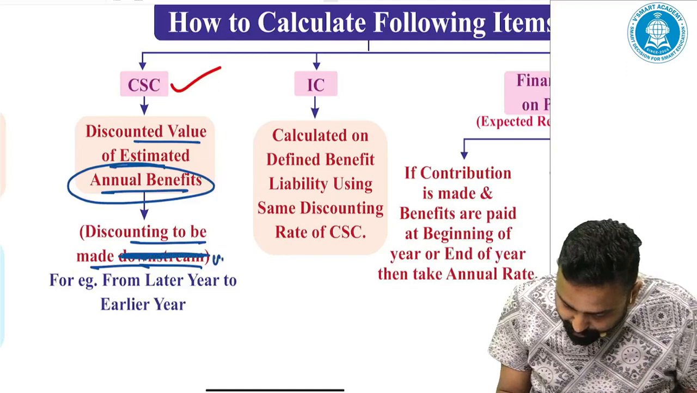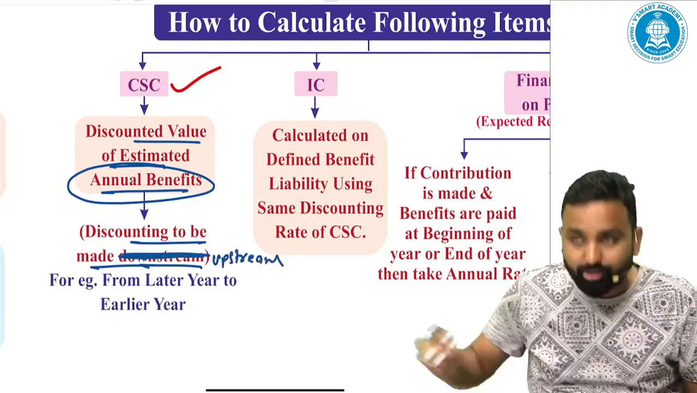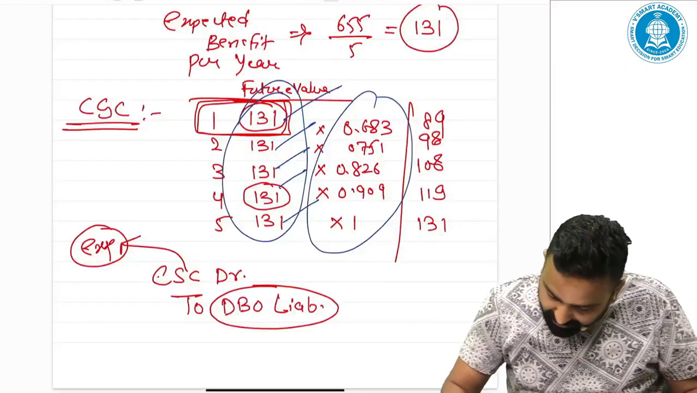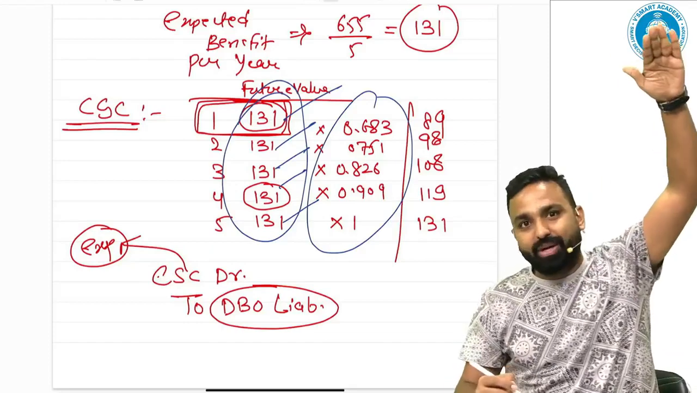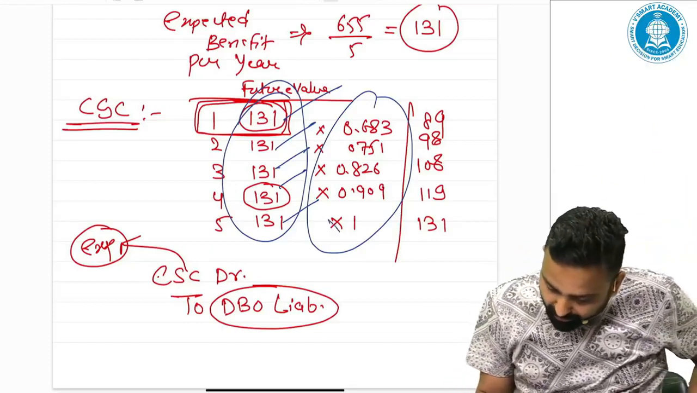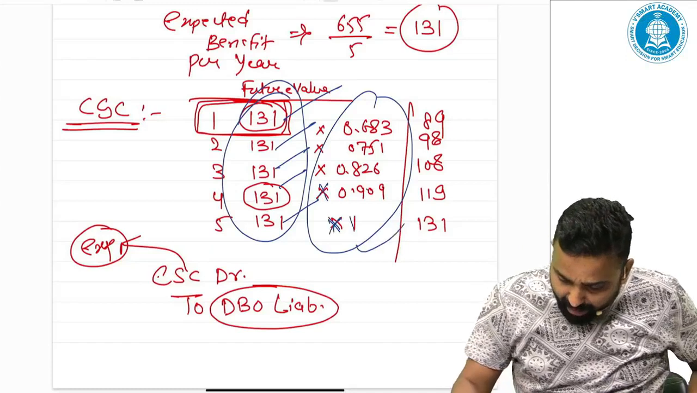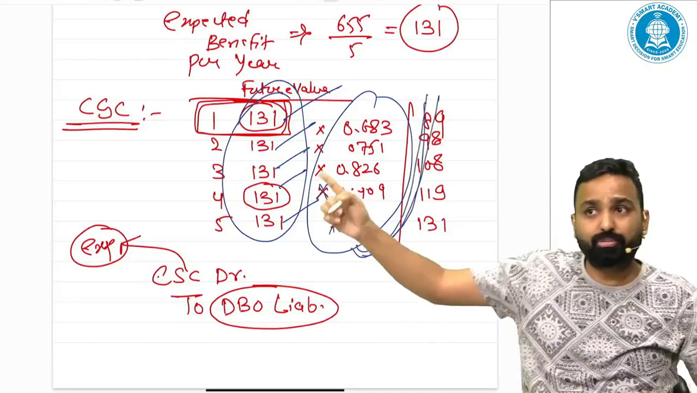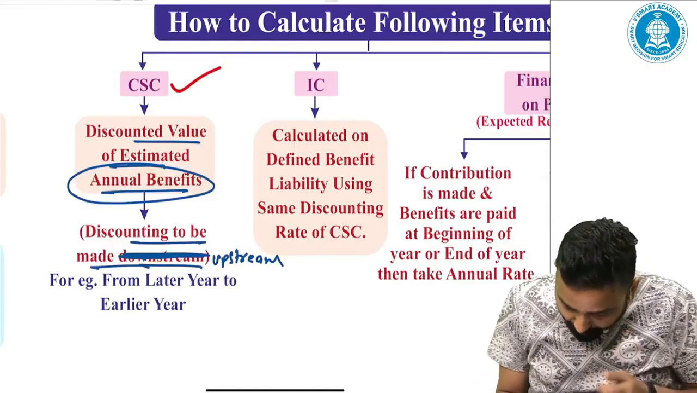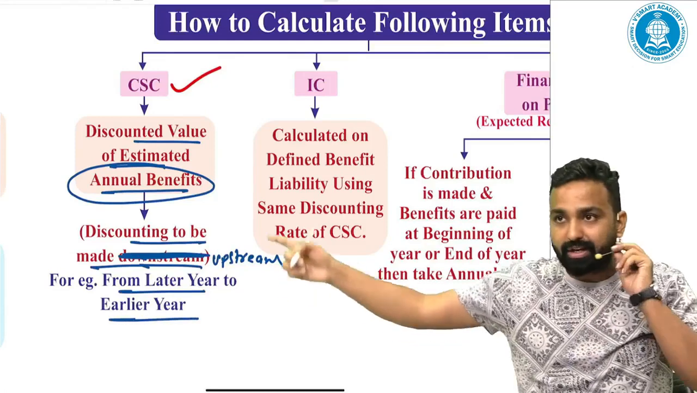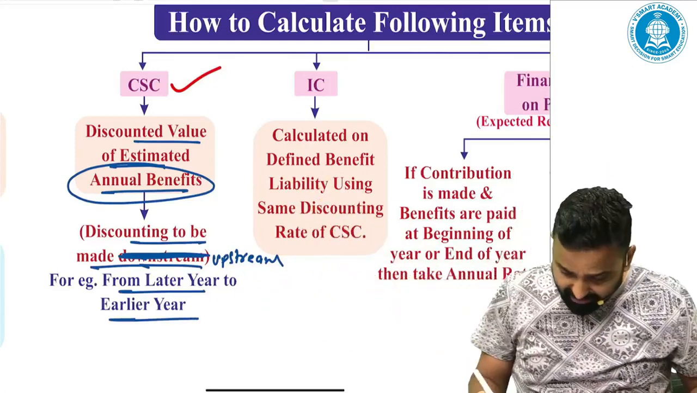I think it should be upstream. Discounting should be made upstream. Upstream means niche se upar. You understood na? Niche se upar. First you make it 1, then 0.909, upstream. Discount to be done upstream. Okay. From later years to earlier years. Clear? So this is how you used to calculate CSC, current service cost.